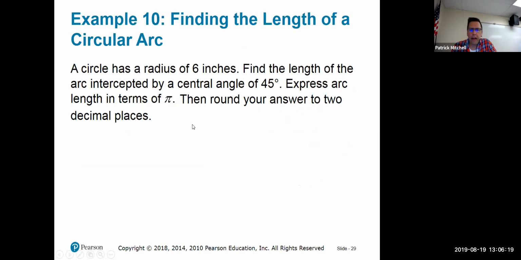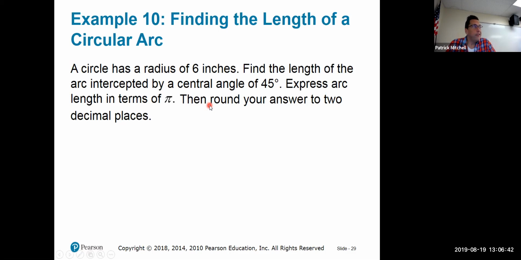A circle has a radius of 6 inches. Find the length of the arc intercepted by a central angle of 45 degrees. And they want the answer written in 2 different ways. First, they want an exact answer, which would be written in terms of pi. And then they want me to round my answer to 2 decimal places using the calculator.